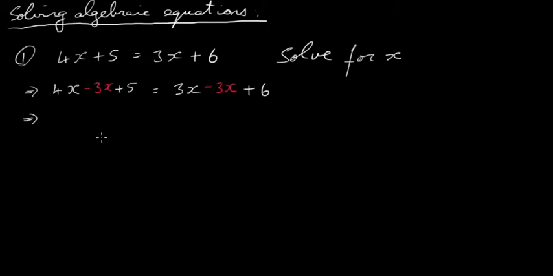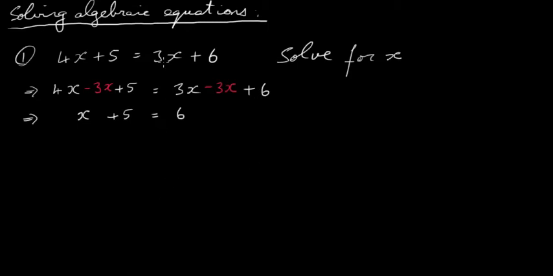So let's see what happens when we actually do that. Now we have a plus 4x here and a minus 3x here. So plus 4x minus 3x, plus 4 minus 3 gives us 1. So we just end up with 1x. We still have the plus 5 on this side. So that's the left hand side done. Let's look at what happens to the right hand side. Well, we've got a plus 3x here, a minus 3x here. So these are just going to give me 0. Plus 3 minus 3 will give me 0. And I just end up with the plus 6 on the right hand side.